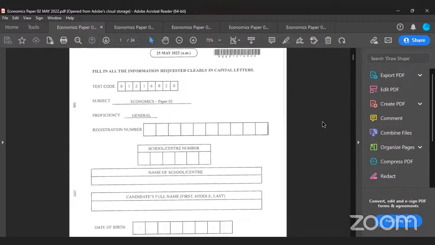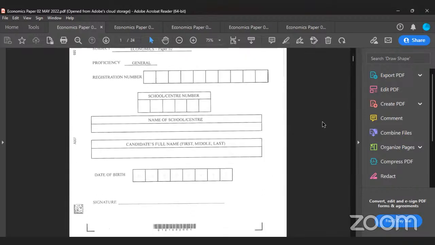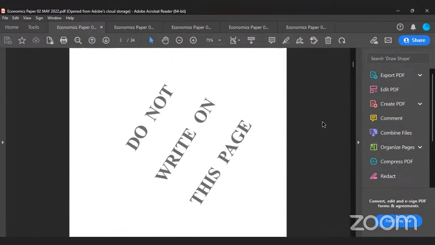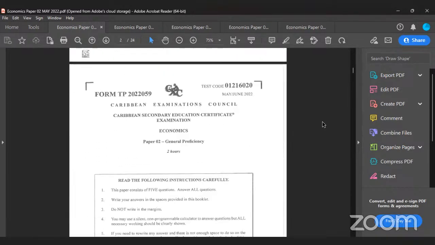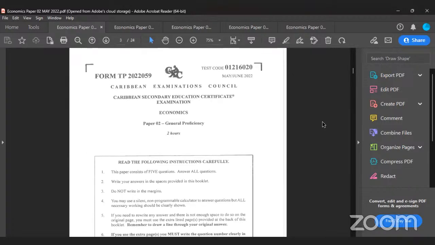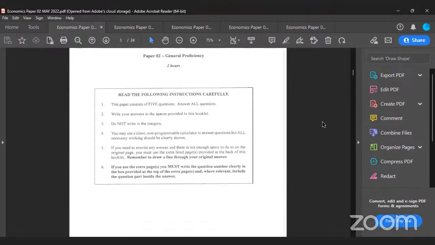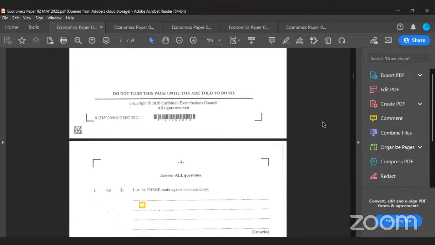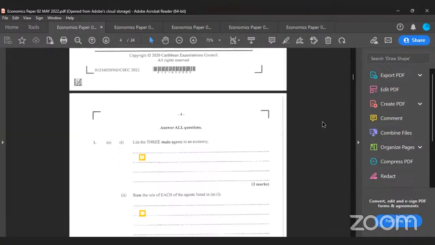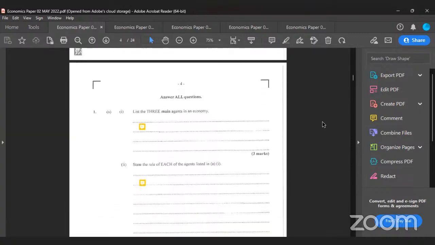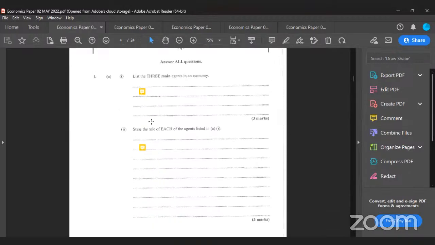So we have last year's paper. We're going to do a few questions from it. Typically, the way they start these papers is by asking you definitions, or asking you to list a few things. For example, question 1 says, list 3 main agents in an economy. And we know that the agents in an economy are the households, the firms, and the government. Then they ask you to state the role of each.